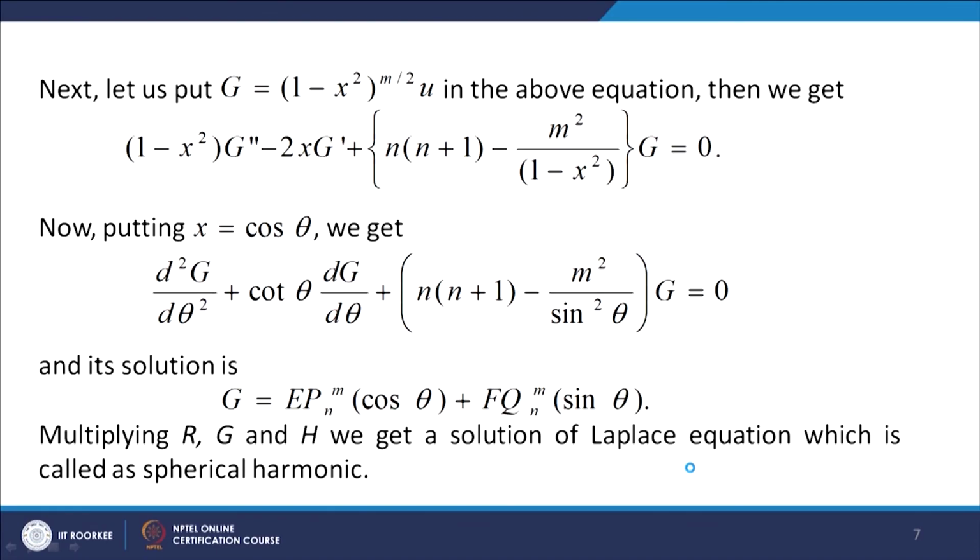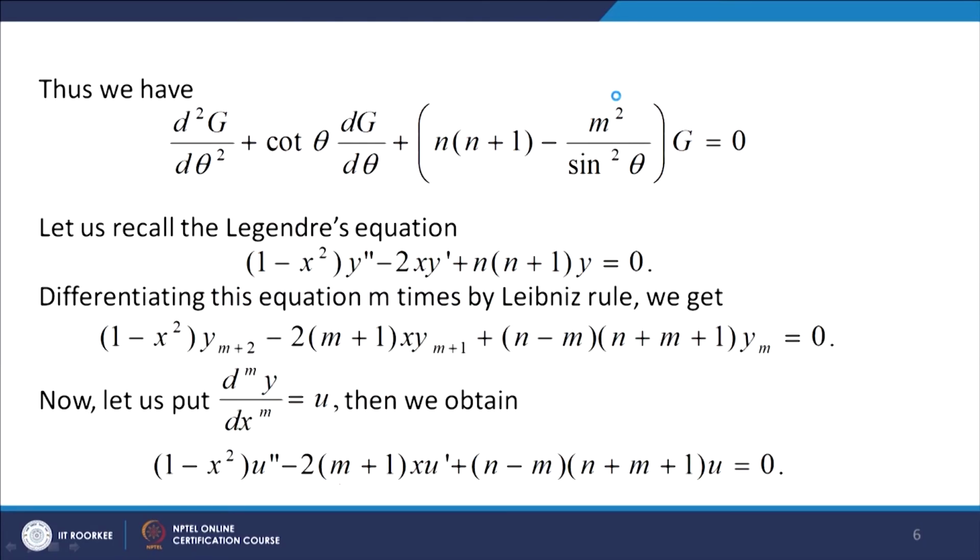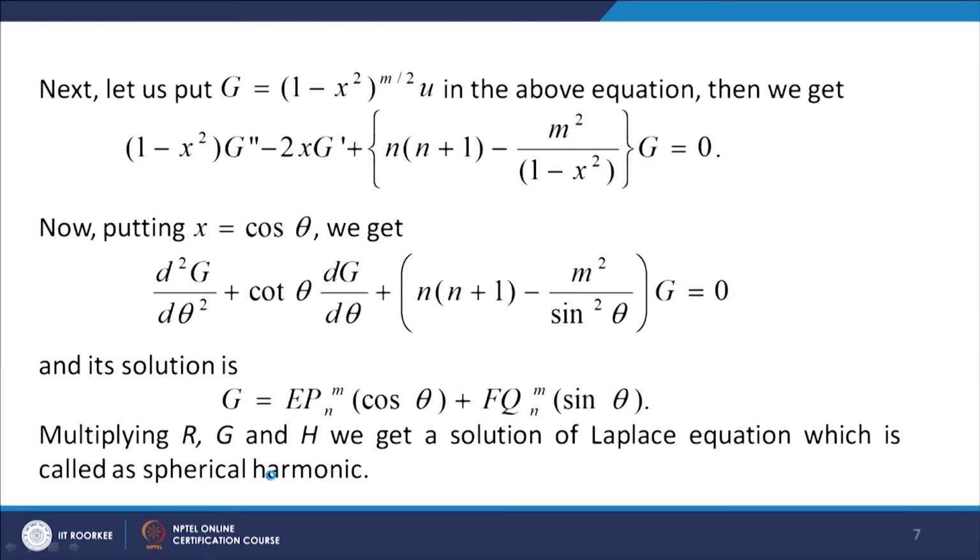Next, let us put g equal to (1 - x²)^(m/2) u in the above equation. So, we change from u to g by making this substitution in the above equation. Then we get (1 - x²) d²g/dx² - 2x dg/dx + (n(n + 1) - m²/(1 - x²)) g equal to 0. Now, we put x equal to cos theta.